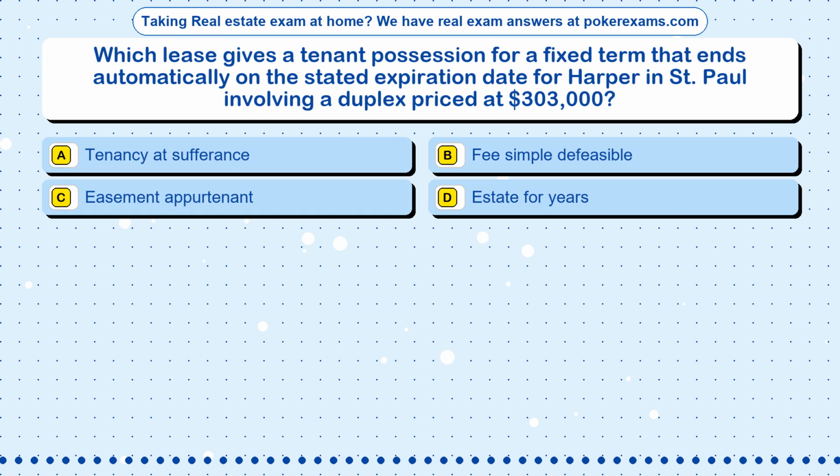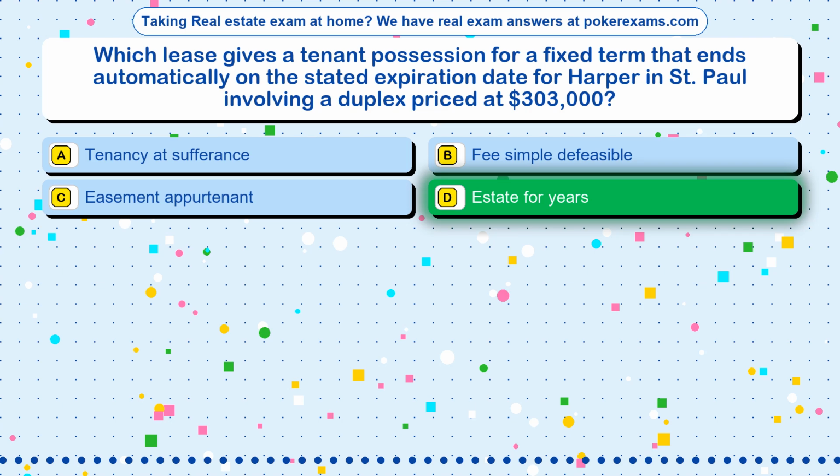Question 72. Which lease gives a tenant possession for a fixed term that ends automatically on the stated expiration date for Harper in St. Paul involving a duplex priced at $303,000? Option A. Tenancy at sufferance. Option B. Fee simple defeasible. Option C. Easement appurtenant. Option D. The estate for years.